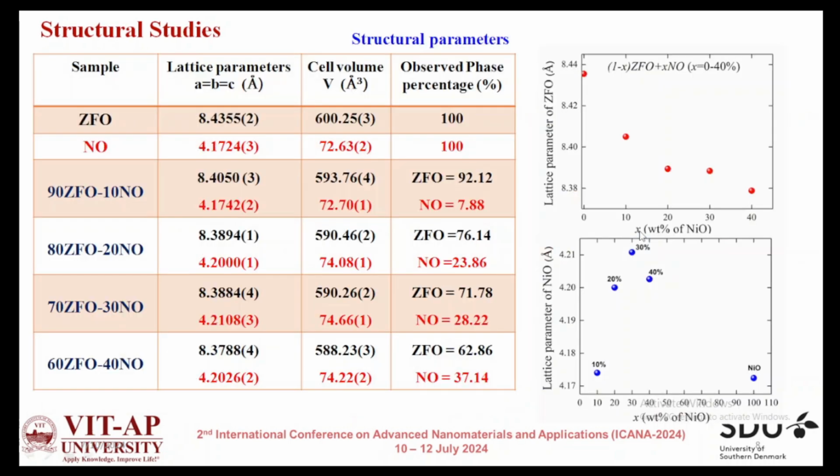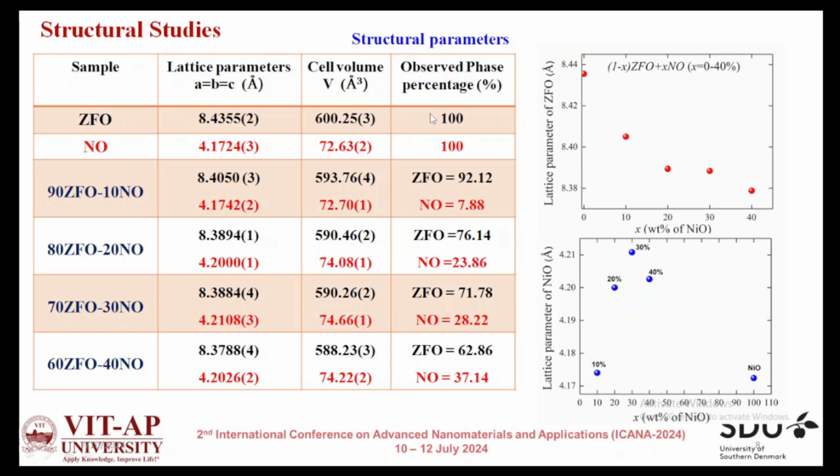Now we have extracted the structural parameters from this Rietveld refinement result. As said, the peaks corresponding to the ZFO phase shifted to a higher Bragg angle, so we have clearly seen a change in the lattice parameter with the NiO content. From this graph, as the NiO content increases, the lattice parameter corresponding to the ZFO phase decreases. This means that contraction of the unit cell of ZFO takes place in the composite.